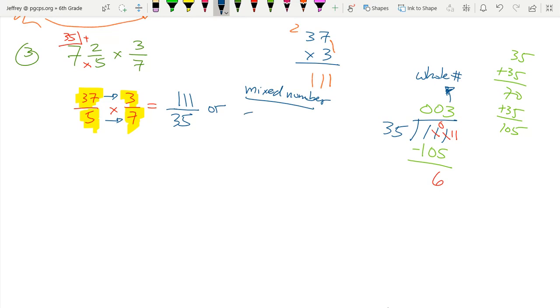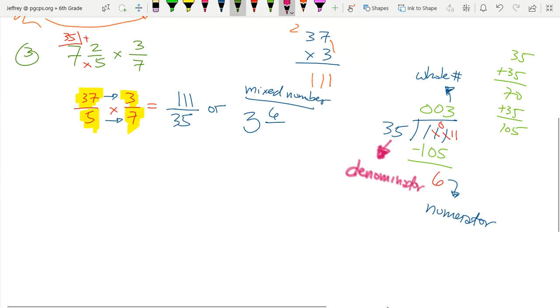So our mixed number will be 3 as a whole number, and whatever is your remainder will be your numerator. So this will be 6. And then this right here, your divisor, will be your denominator. So our answer is 3 and 6 over 35. And we are done. See how easy that was?